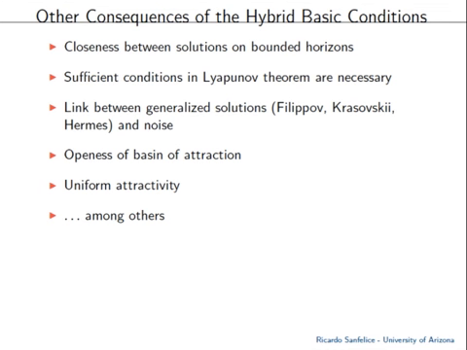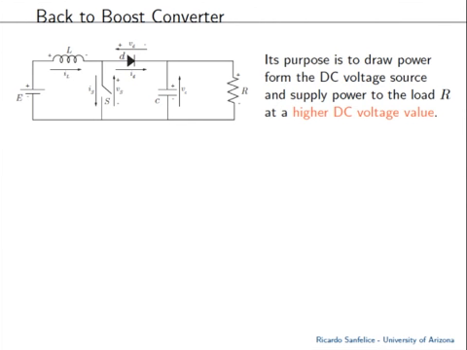There are links between generalized solutions, the so-called Filippov-Krasovskii-Hermes solutions, and noise, very important results for discontinuous time systems, and structural properties of basins of attraction and attractivity that I won't get to. But in any case, now we can go back to the Boost converter that I mentioned earlier, and then decide how to control this system, okay?